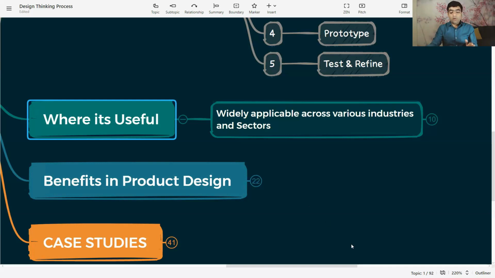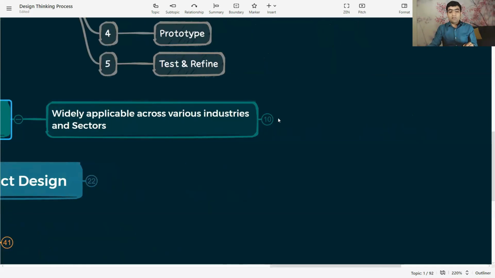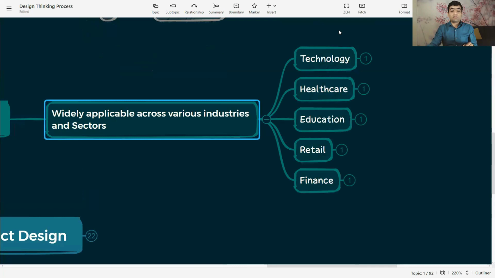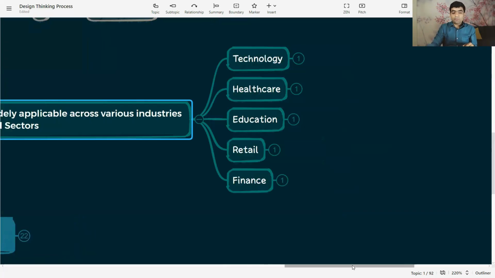Now, where is this design thinking process useful? It is widely applicable across various industries and sectors. We'll see some of the examples. These are not the only sectors, these are just some examples. You can see technology, healthcare, education, retail and finance. How is it helpful there?